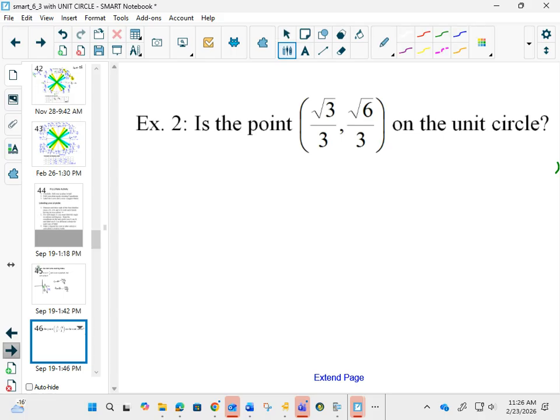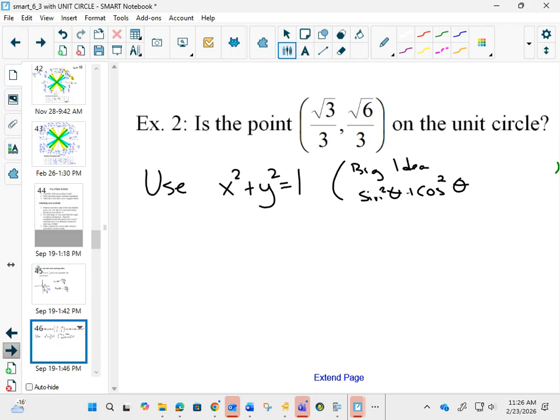We can either use the equation of the circle. If something's on the unit circle, you can use x squared plus y squared equals 1. Some people just use the big idea, sine squared theta plus cos squared theta equals 1. That's the same as the equation of the circle. If it is on the unit circle, then it would equal 1. If it doesn't equal 1, then it's not on the unit circle.